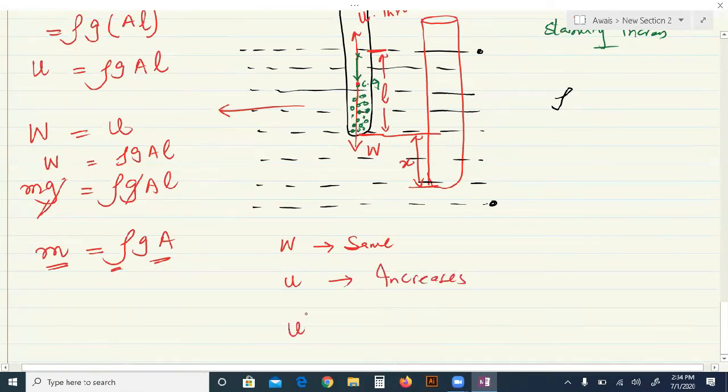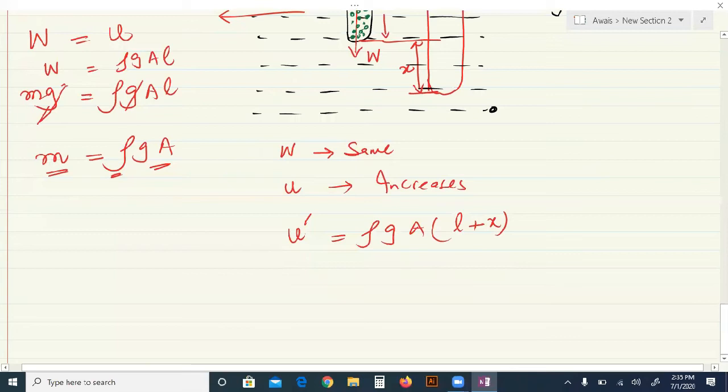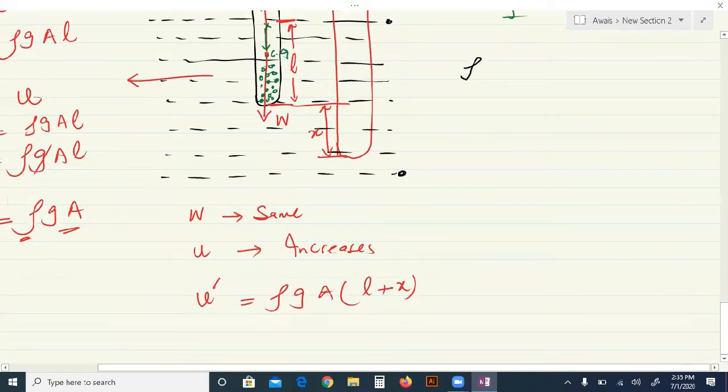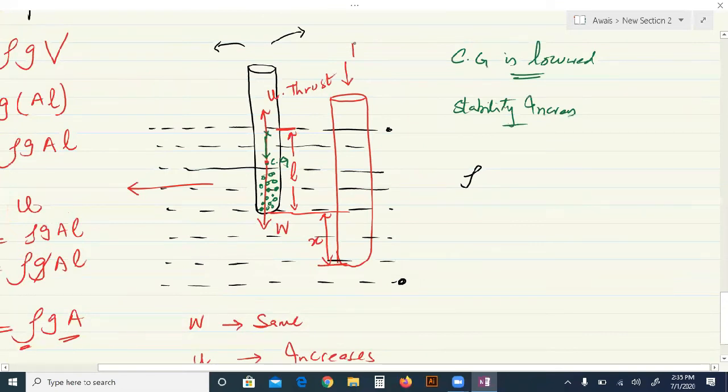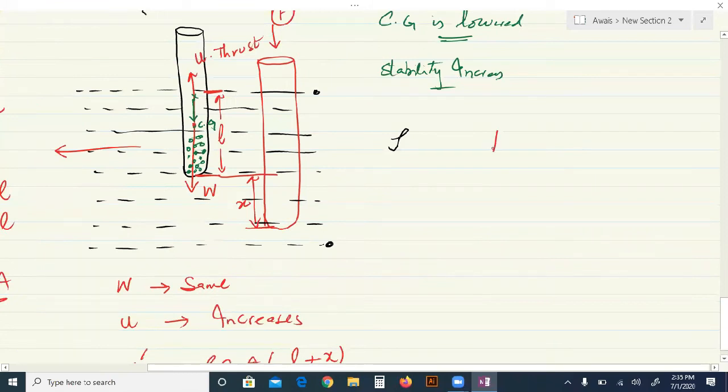What is the new upthrust? It is rho G A (L plus X), where L plus X means the total length. Now weight is acting down, upthrust is acting up, and there is another force exerted by the person, F. So two forces are acting down: one is the external force and the weight, and the other is the upthrust. So this is the equilibrium.